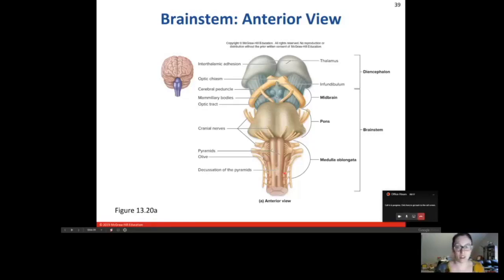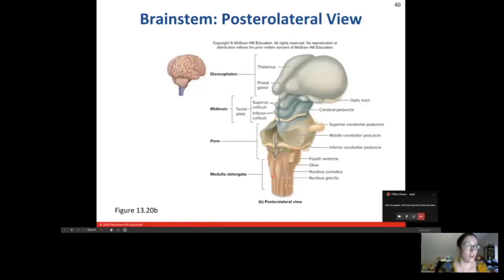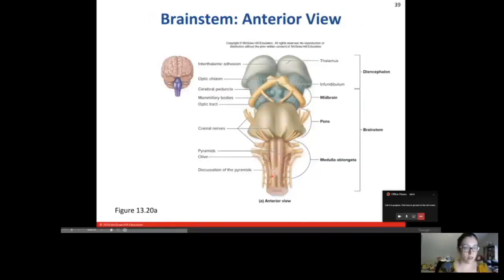Remember, or we will mention in lecture, that the left side of the brain is going to control the right side of the body, and the right side of the brain controls the left side of the body. So most of these motor tracts cross, and right here is where a lot of these axons cross, at the decussation of the pyramids.